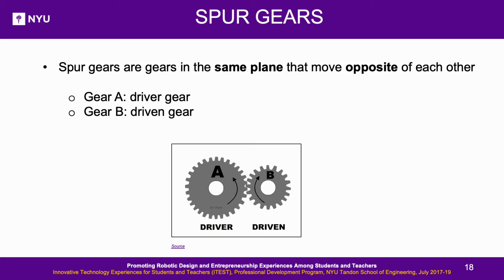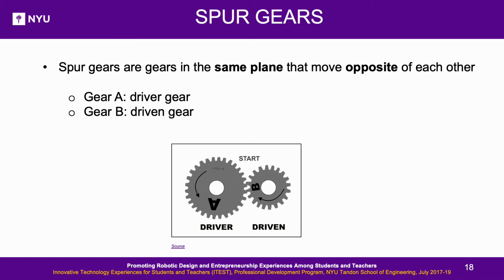Spur gears. They are the most widely used gear types. They transmit power in the same plane. When two gears are meshing, the gear connected to the power source is a driver and the other meshing gear is a driven gear, which usually rotates in the opposite direction to that of the driver gear. Here, gear A is a driver gear, and gear B is a driven gear.